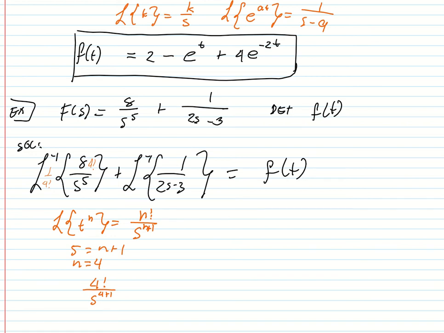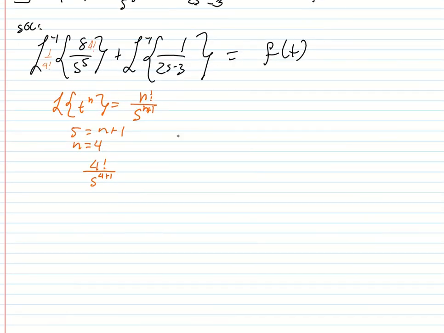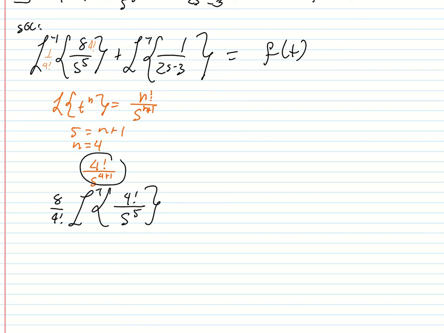Then you can move 8 outside the Laplace. So this will become 8 over 4 factorial, then the inverse Laplace of 4 factorial divided by s raised to 5. So it's still the same as this. I just rewrite it. I move 8 outside, then I multiply 4 factorial at the numerator, but I also multiply it at the denominator, so that I just multiply it by 1. Then look at this one. It's the same as this.